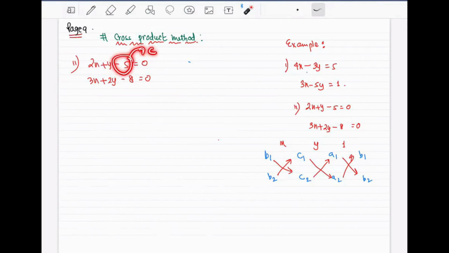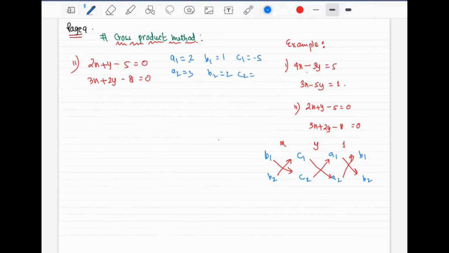Minus 5 is what? C1. Minus 8 is what? C2. So you just write on the side here. A1 is 2. A2 is 3. B1 is 1. B2 is 2. C1 is minus 5. C2 is minus 8. If you don't understand what these are, then there is a big problem with your knowledge.